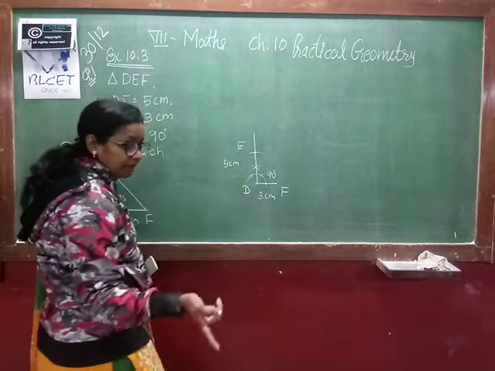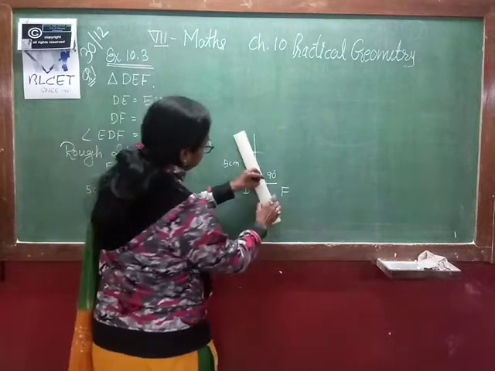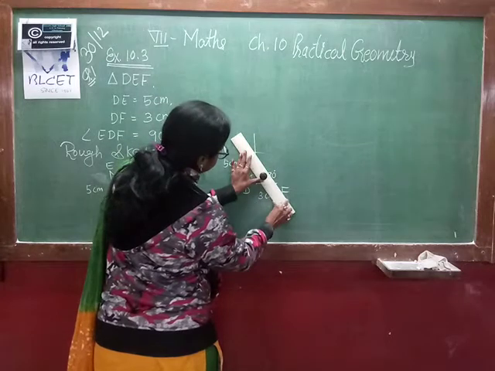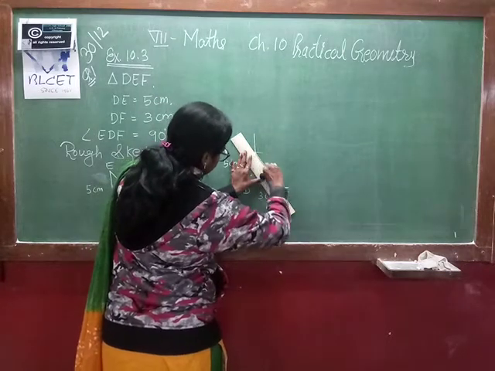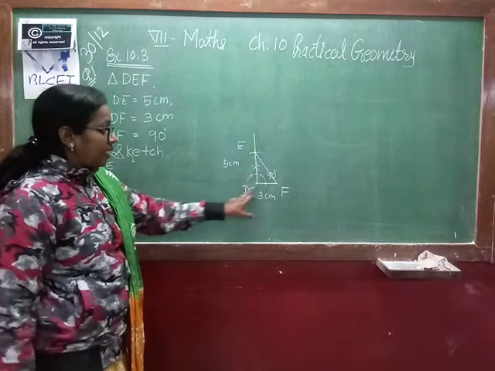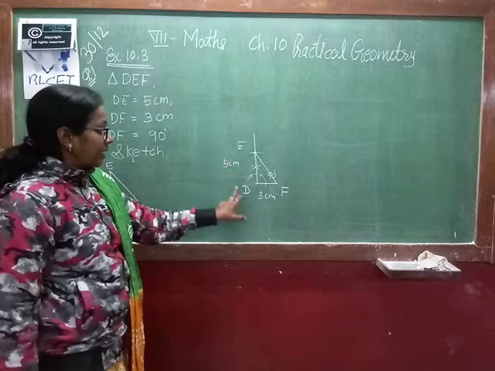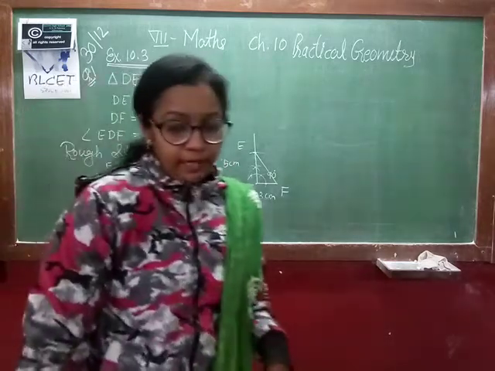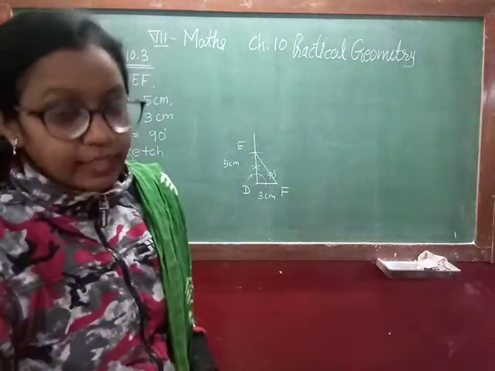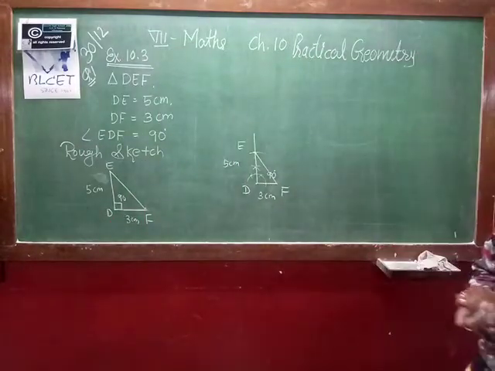If you want to complete the construction of the triangle, join EF. So we are joining EF. So this is triangle EDF in which D is 90 degrees, DE is 5 centimeters and DF is 3 centimeters. This way we can complete the construction of a triangle in which 90 degrees is there.